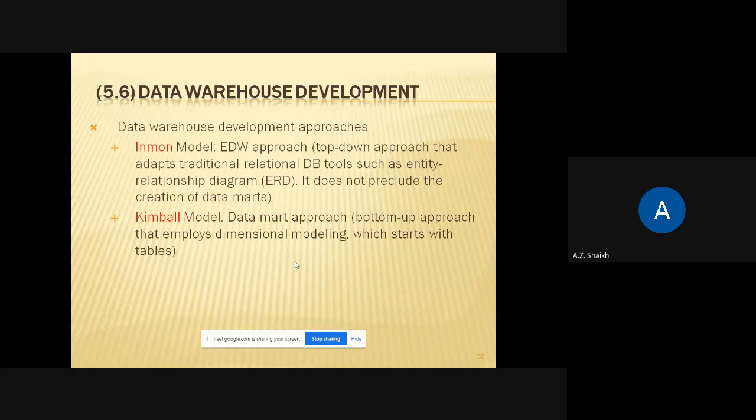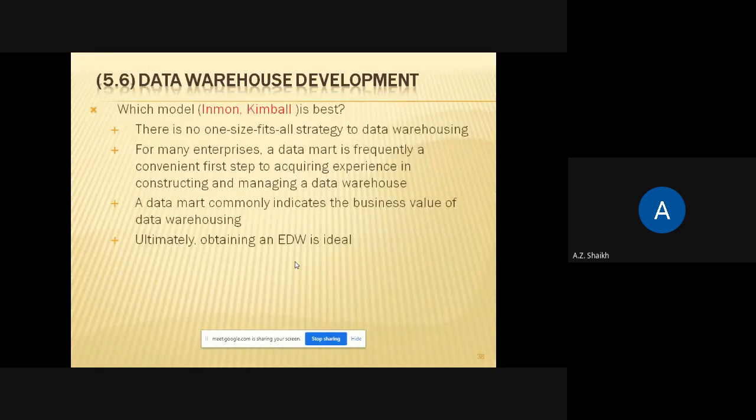EDW, that is Enterprise Data Warehouse, and it uses the top-down approach that we discussed. Now, EDW also creates the data marts. After that, we already discussed the Kimball model, which uses the data mart approach, and it follows the bottom-up approach. Okay, we already discussed this.